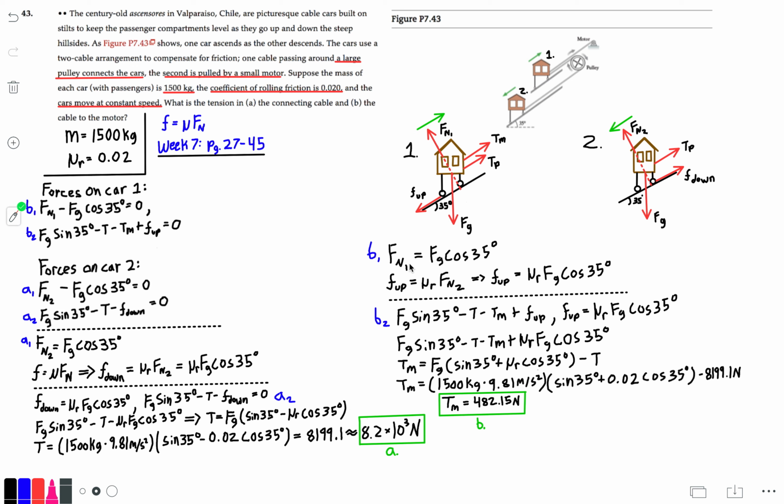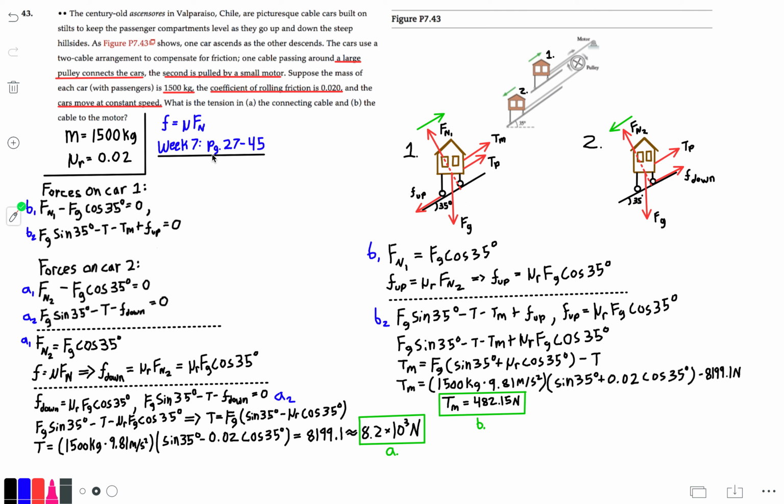In today's video, we will be discussing Physics 251 Week 7 Video Explainer problem number 43. In this problem, we are asked to relate some tensile forces between two different funicular cars on a mountain in Chile.